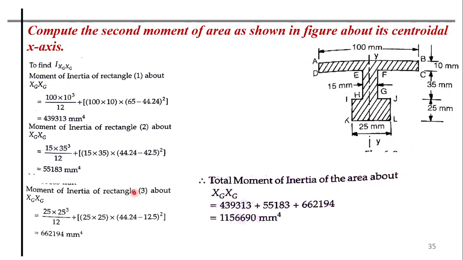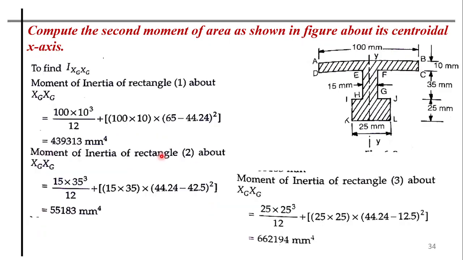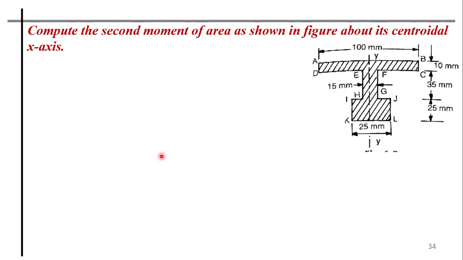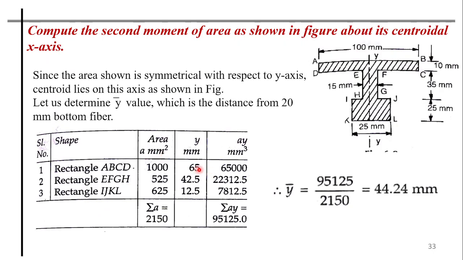Okay, you might be wondering how you got this 44.24, and why here it is minus on the right-hand side and there it is minus on the left-hand side. The reason is the location of the centroid for area 1, if you recall, it is located at a distance of 65 mm from this base.